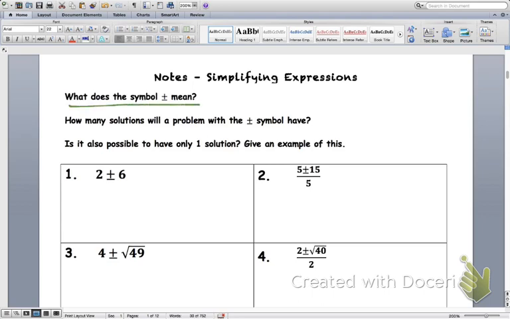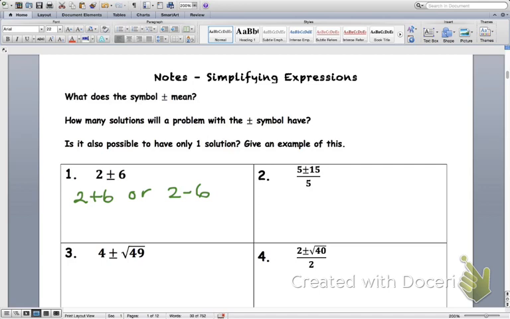So what does this symbol mean right here? You've seen this symbol before, this little plus symbol with a minus symbol. We call this a plus or minus symbol, and it's just a short way of writing two problems in one. So let's look at the first example to see exactly what that means. When I see 2 plus or minus 6, that means I'm going to do 2 plus 6, or I'm going to do 2 minus 6.